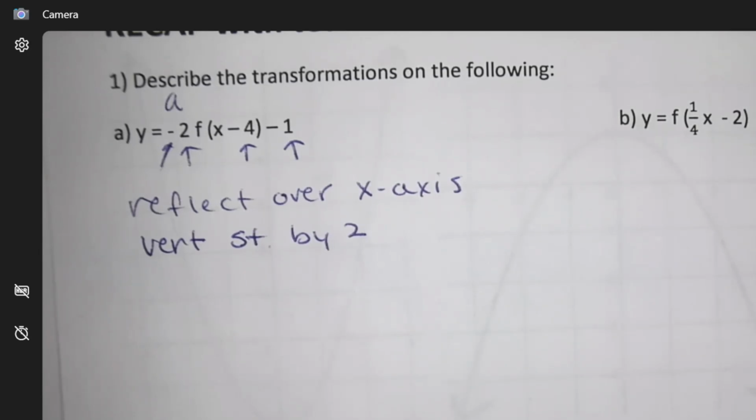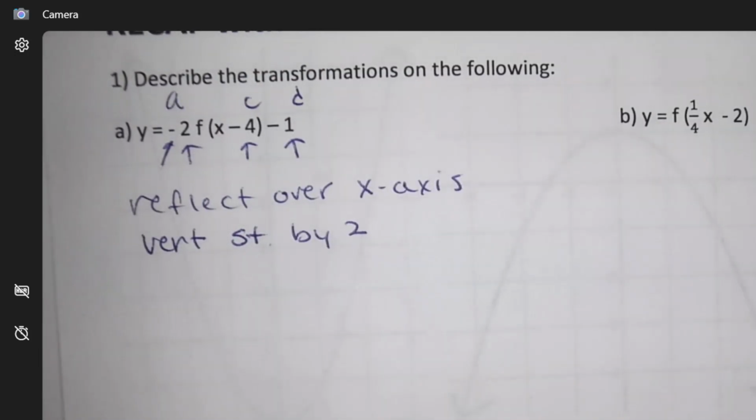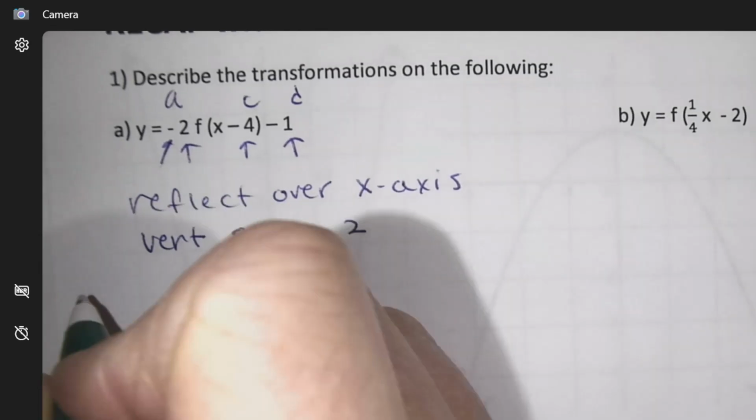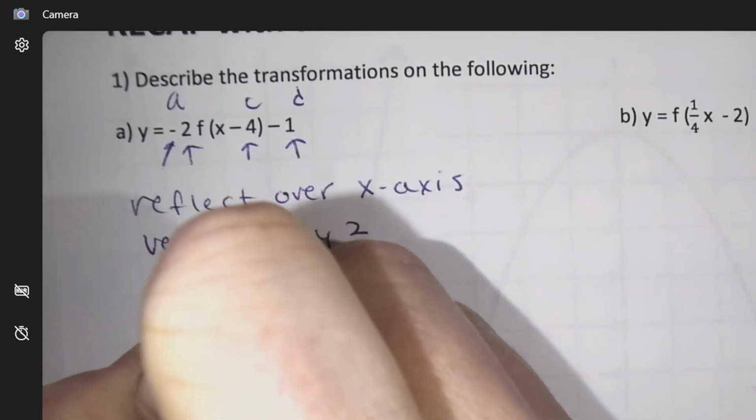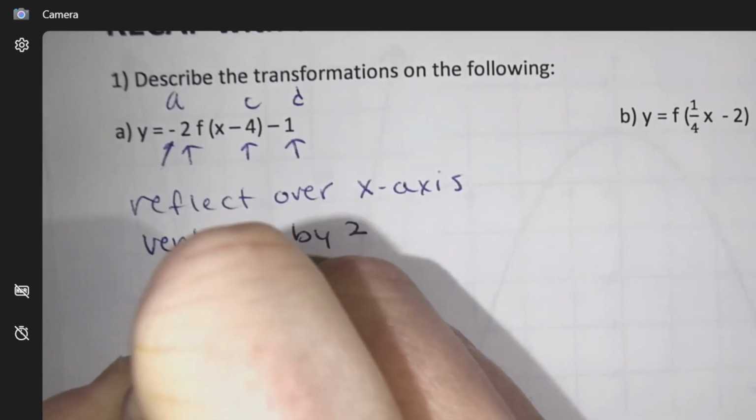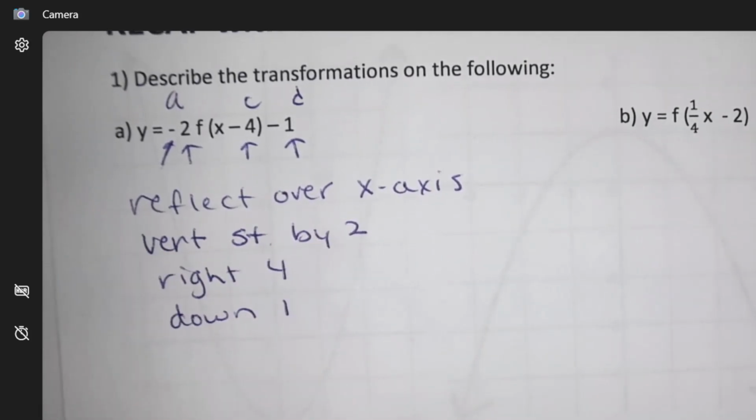Okay, then you can go after the C and the D. Doesn't matter those 2 orders. So you can say it shifts to the right 4, and it shifts down 1.